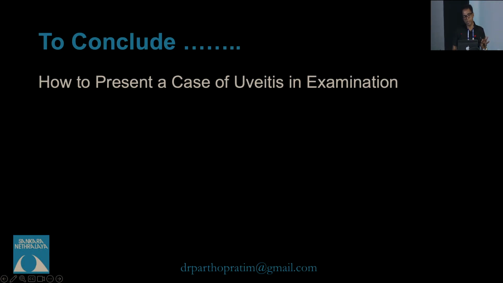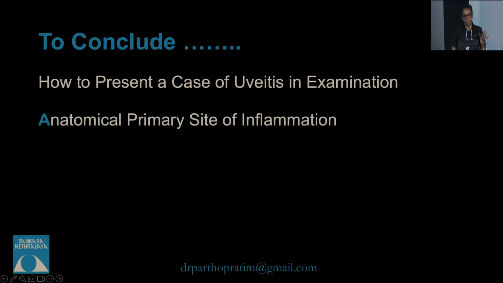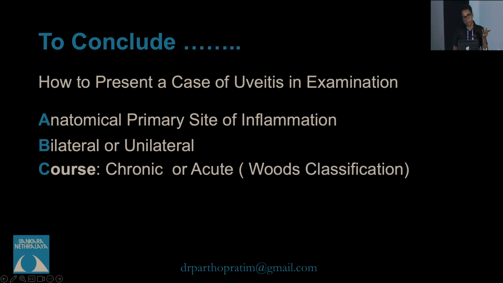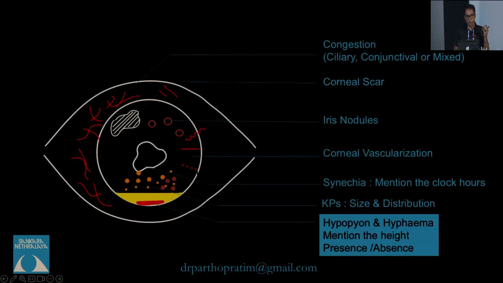you have to remember how to present a case of uveitis in examination. Number one, you have to diagnose the anatomical site of inflammation. Next, you have to find out whether it is bilateral or unilateral. Number three, whether the course is chronic or acute, and you have to document that. When I talk about documentation, that is very important for postgraduates. Let's see how to do that. For example, I'm showing you these slides. This is very important in examination.